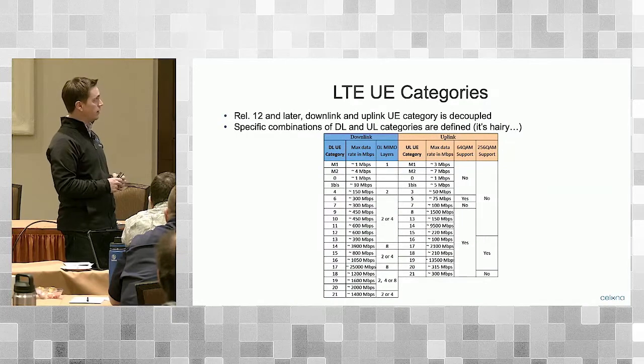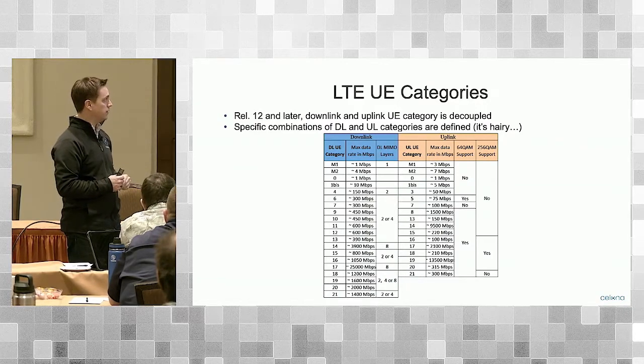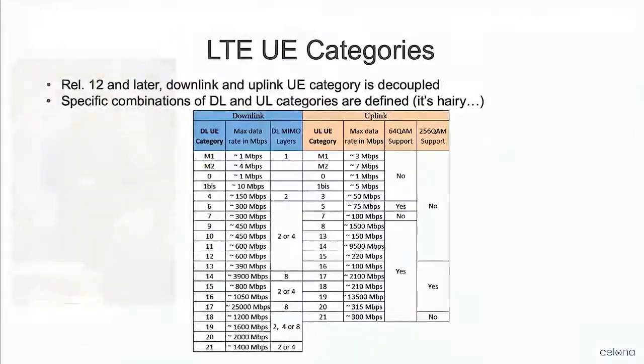After release 12, this is an example of downlink versus uplink UE categories and what they support. So this isn't the full list. And the other thing to note is that 3GPP defines that if you're this category downlink, you can only support these categories of uplink and vice versa. So there's also a defined mapping of which device combinations are supported. I don't know the background of that, but it seems fairly intense to me.